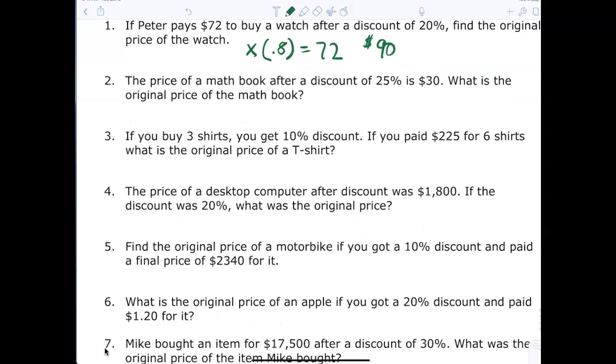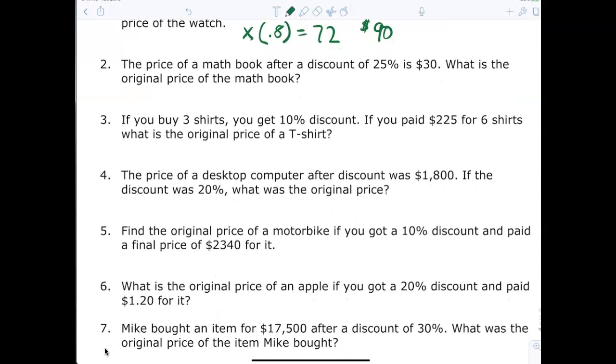All right. Number 2. It says the price of a math book after a discount of 25% is $30. What was the original price? Set it up for me. So X and then in parentheses would be 0.75, equals, and then so you do 30 divided by. Hold up. That's the setup part, guys.